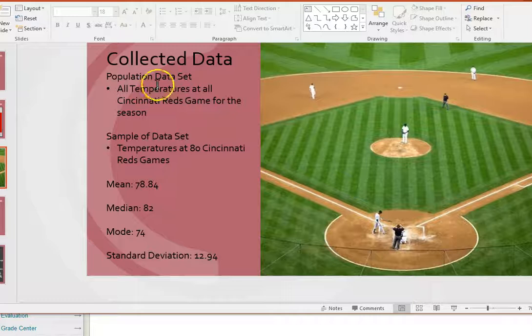Collected data. There's the population. There's the sample. There's the mean, median, mode, standard deviation. They forgot variance. Okay, so I probably took off a point for forgetting variance.